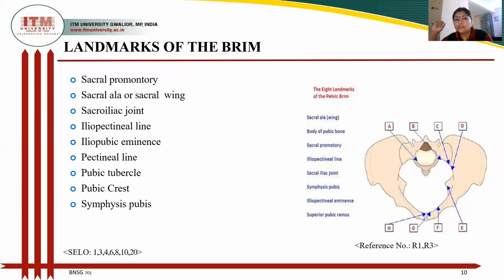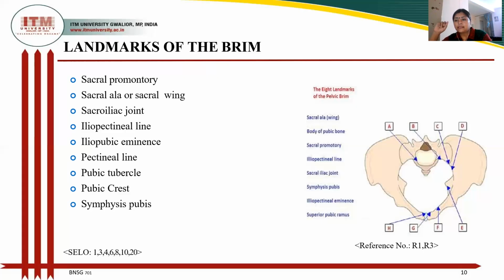Then we are going to see one by one what is what. Now just focus on point A. You can see point A. Point A is a landmark. What do we call that landmark? Sacral promontory. Try to pronounce the word and the spelling also. It is sacral promontory.